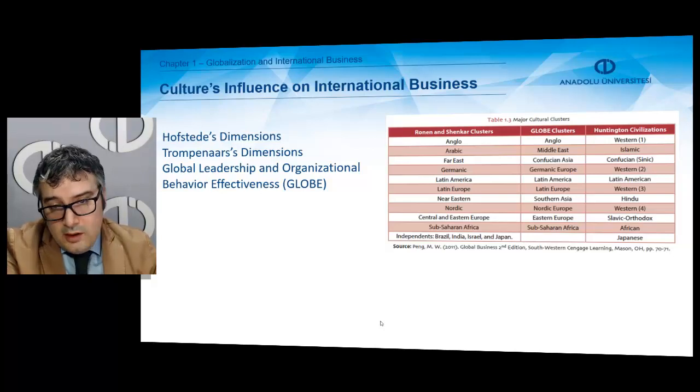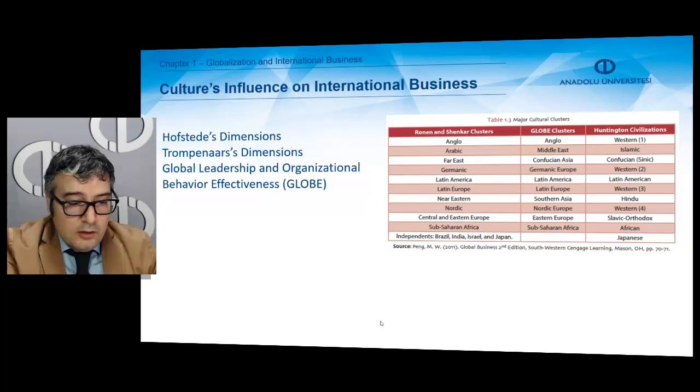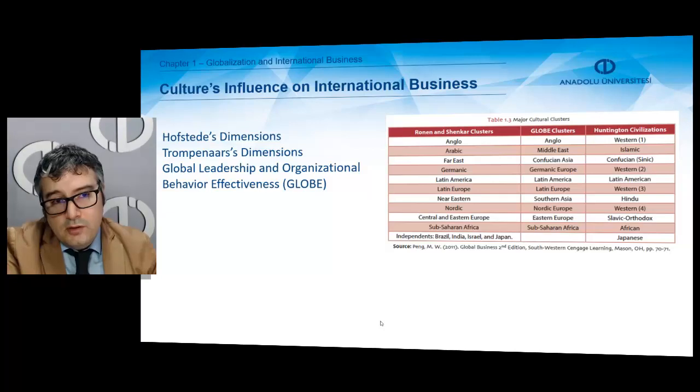The underlying implication of the cluster approach is that businesses tend to be more comfortable when doing business with other countries within the same cluster due to their common and similar language, history, religion, and customs. Culture's influences on international business can be understood again by using cultural clusters and cultural dimensions offered by various authors. In the book, we are going to talk about, and you should read, Hofstede's dimensions, Trompenaars' dimensions, and the Global Leadership and Organizational Behavior Effectiveness studies' dimensions to understand what cross-cultural management is about and culture's influences on international business.